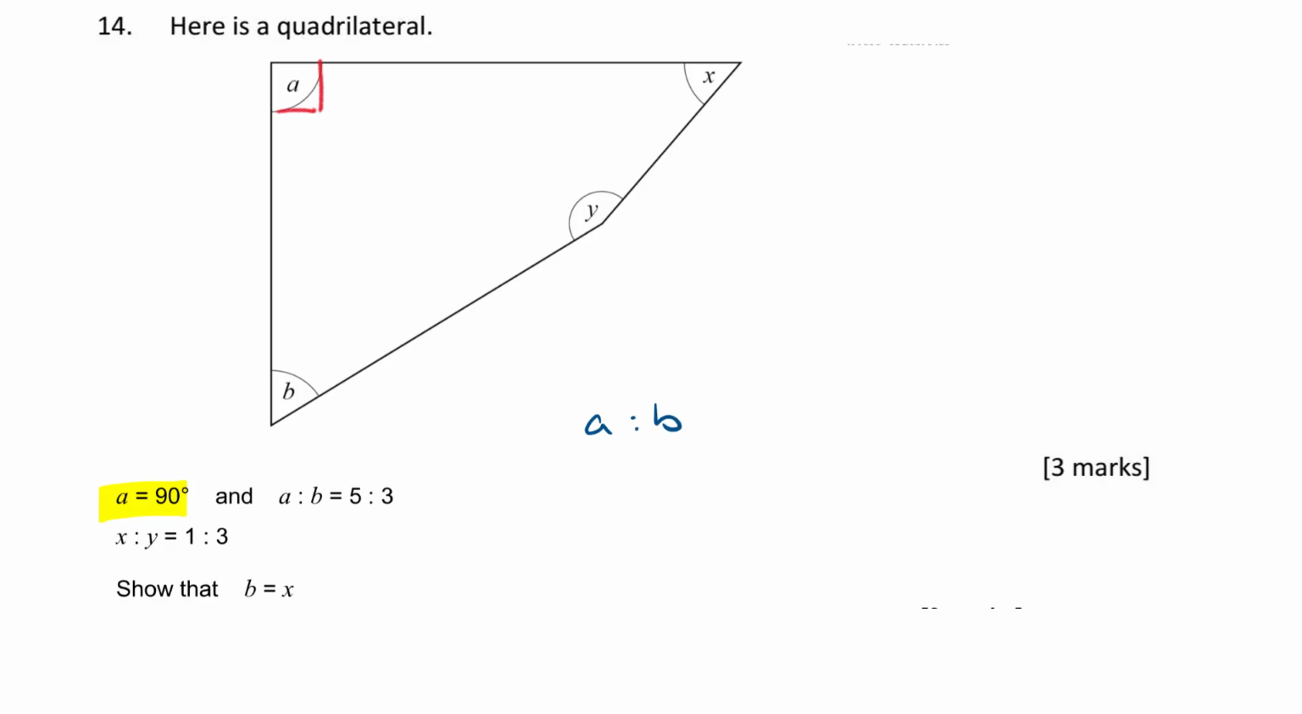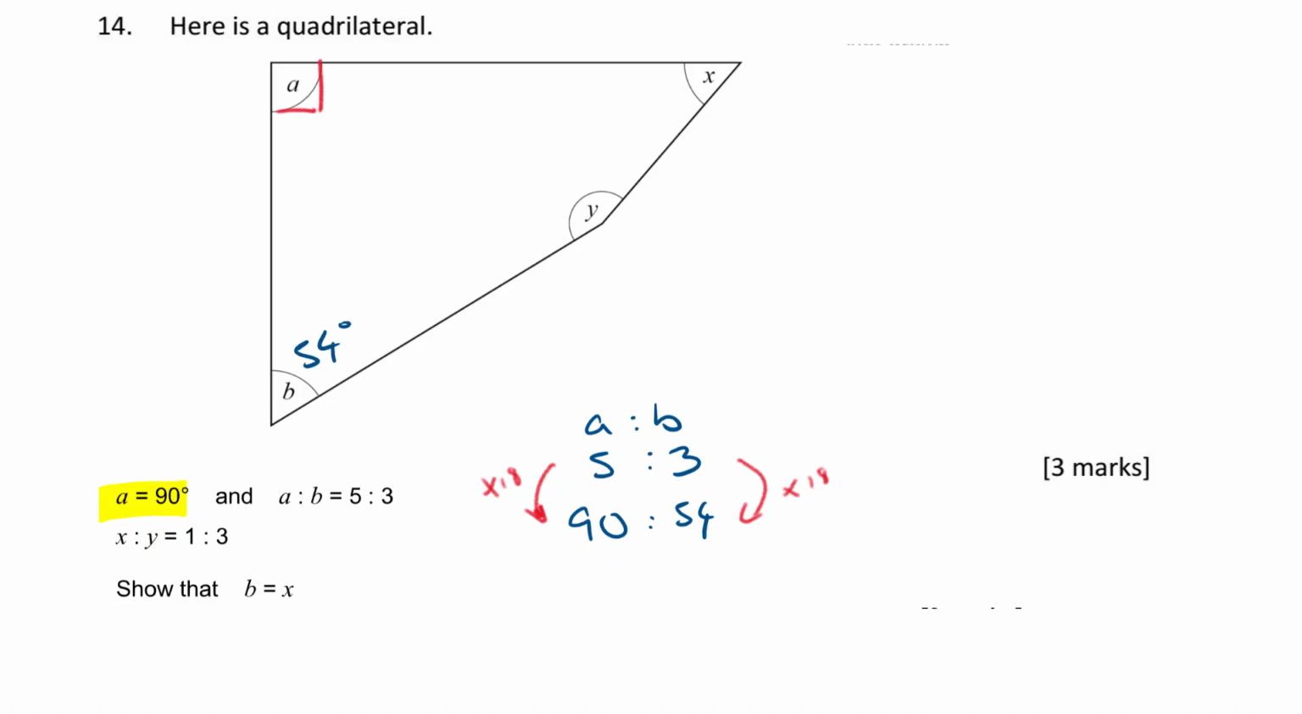A to B is equal to 5 to 3, but we already know that A is 90. So what do we have to multiply 5 by to get 90? 5 goes into 90 18 times, so if I times that by 18, I've got to do the same this side as well. So 3 lots of 18, well 3 lots of 20 is 60, take off 6 is 54, isn't it? So I make B then 54 degrees, so now I know that one as well. Let's mark that one in, 54 degrees.